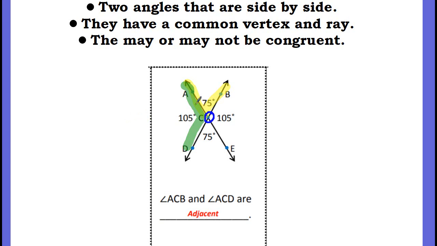Do they have a common ray? Yes, they share the ray AC. Are the angles congruent or not congruent? They're not congruent. Remember, congruent means are they equal or the same? But that's okay. They don't have to be. So these are adjacent angles.